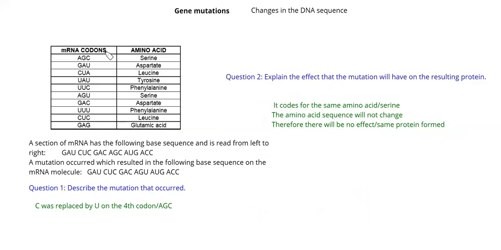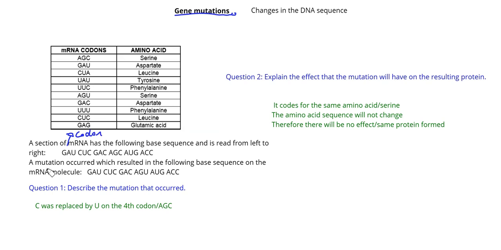Now let's look into questions that come pertaining to protein synthesis as well. In this case, we're talking of gene mutation. Gene mutations are changes in the DNA sequence. So here the definition is there. Let's say, for example, a section of messenger RNA has the following base sequence and is read from left to right. So GAU, and it goes on like that. What do you call these? These are the codons.